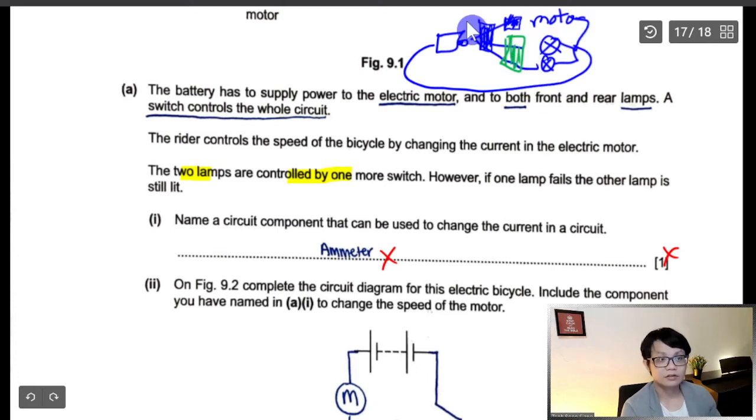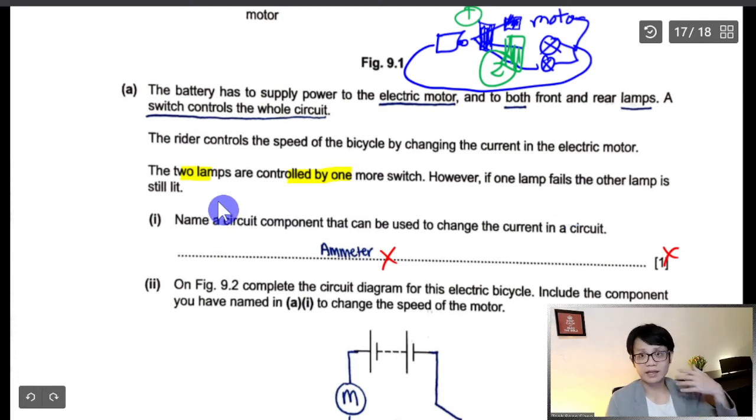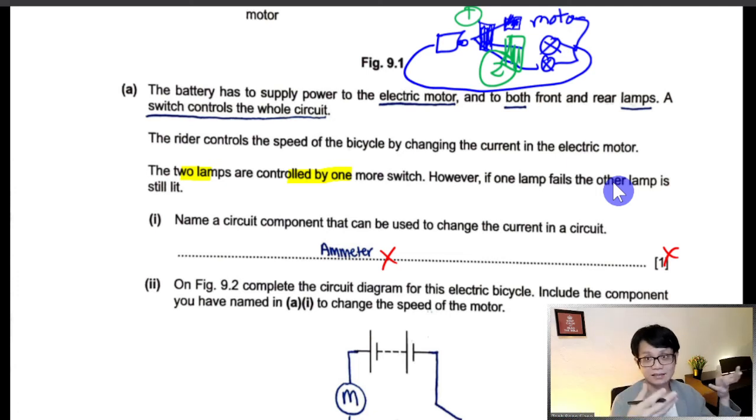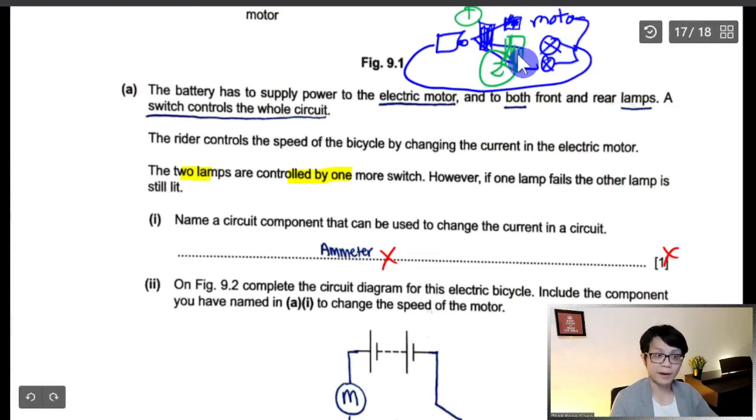The switch here, so there will be the main switch, and this will be the second switch that controls everything. The reason is it stated that if one lamp fails, another lamp is still on. So probably this is parallel wiring. It cannot be series. If series, one lamp broke, another lamp will break. But since it says one spoils, another will still be on, it will be parallel, which I already drew. These two lamps are arranged in parallel, so I just keep it like that.